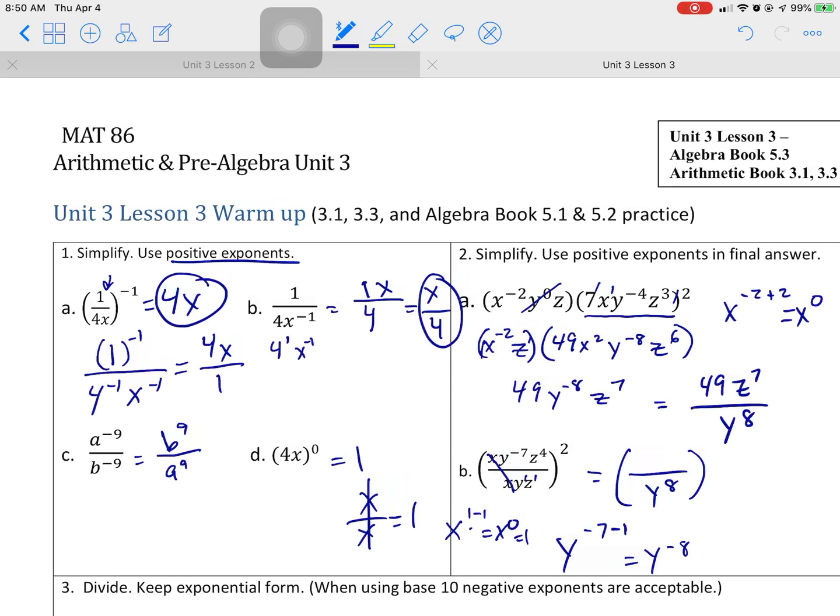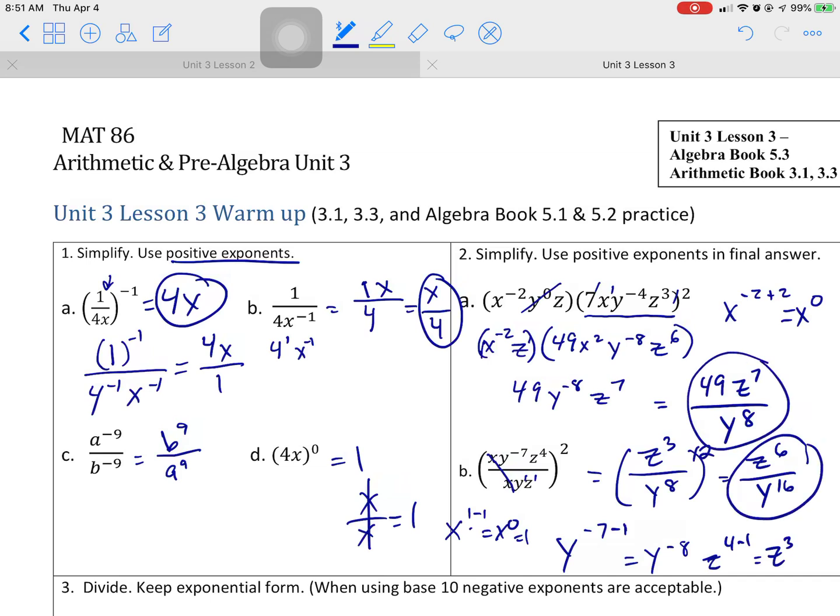Because it's a negative 8, I'm putting it on the bottom. Okay, if I put it on the top, it would have to stay a negative, so I just want to go ahead and put it on the bottom. And then z to the 4th minus 1 is z to the 3rd. Positive z to the 3rd means it goes here, and then the whole thing is squared. So the final answer would be z to the 6th and y to the 16th because we're multiplying. Okay.